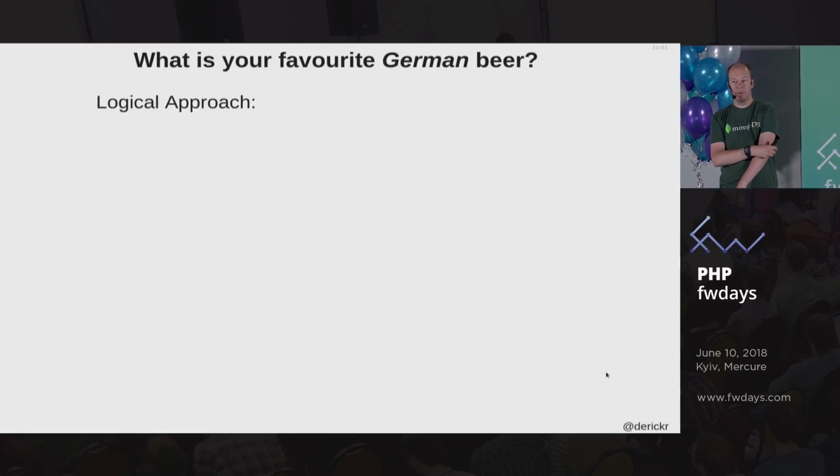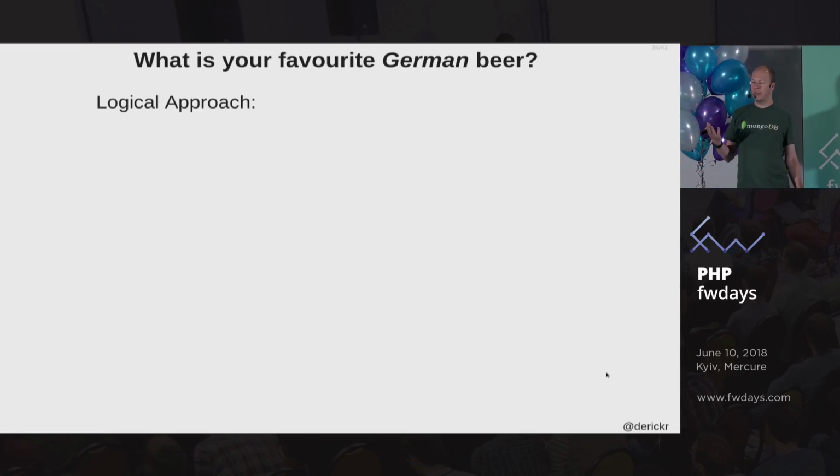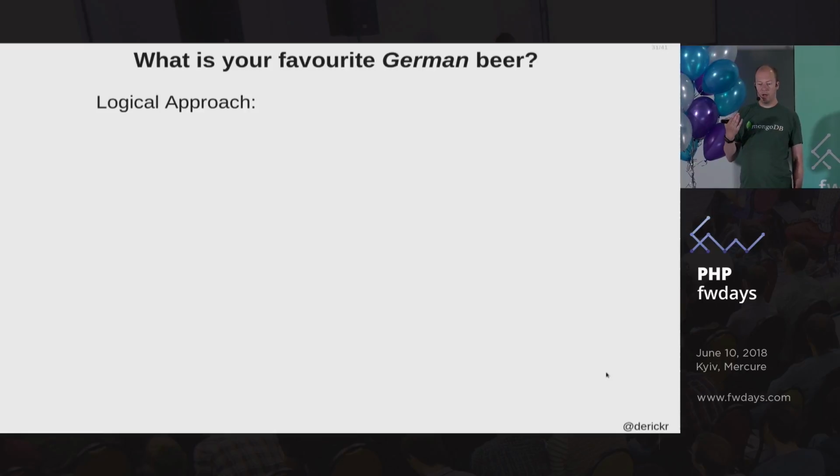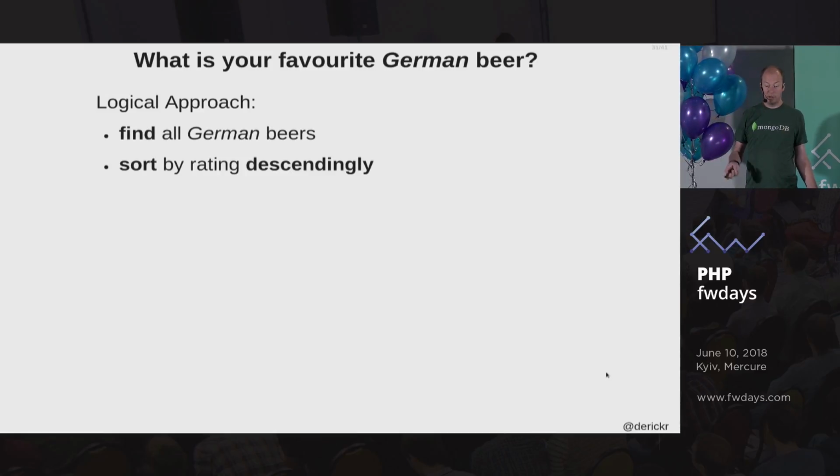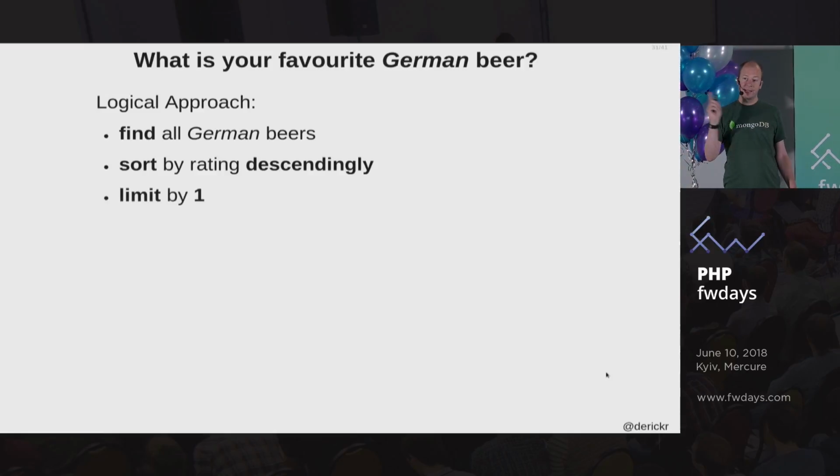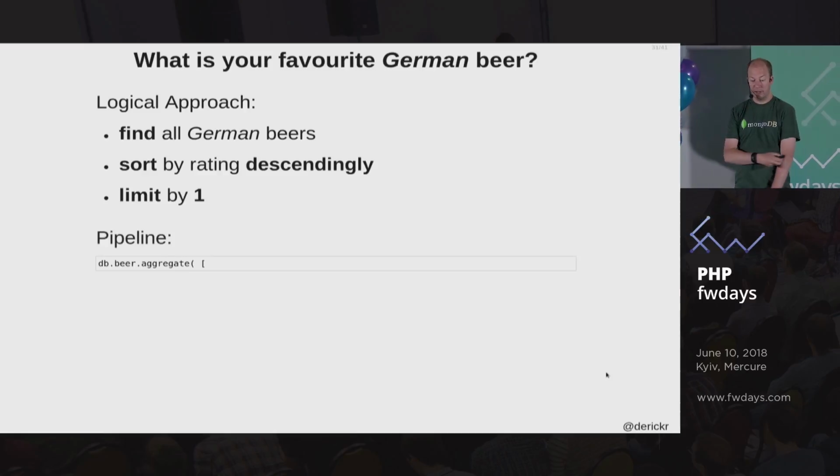As a typical example, how would you approach this if people asked me, what is your favorite German beer? Well, I want to find all the beers that are German and sort them by my rating, descendingly, so the highest rated goes first, and then I take the first result that comes back, right? So you find all the German beers, sort by rating descendingly, and then limit by 1. That is the exact same stages that you would also use in the aggregation framework.